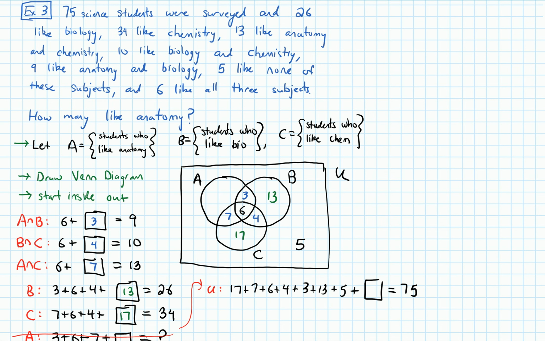And if we simplify this, this gives us 55 plus a missing number equals 75. And I know what that value has to be now. I can see that it's going to be 20. So we'd have to put 20 here. That's how many anatomy students are in that part of this circle. So we are ready to write down the answer.